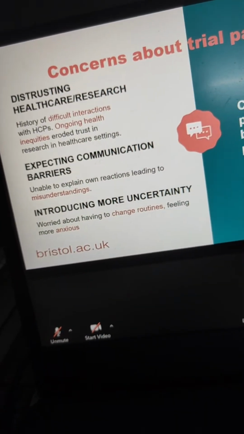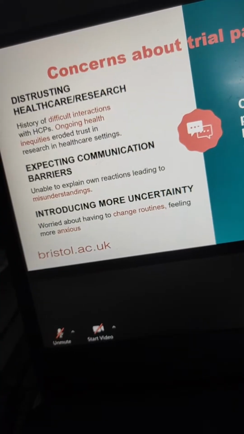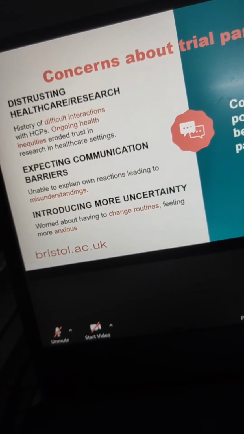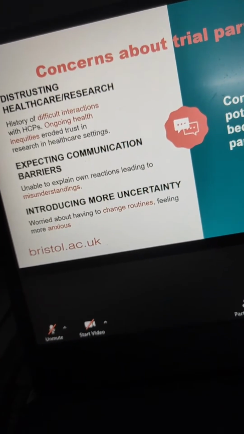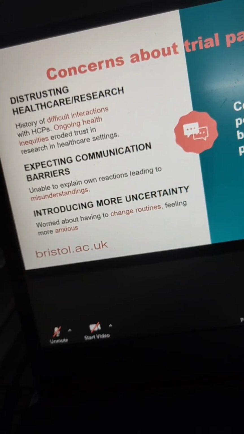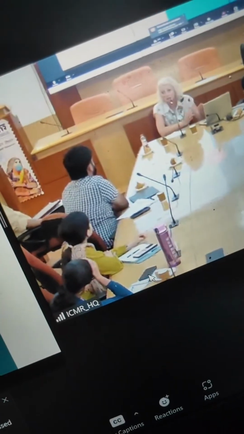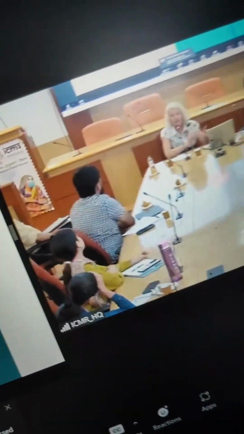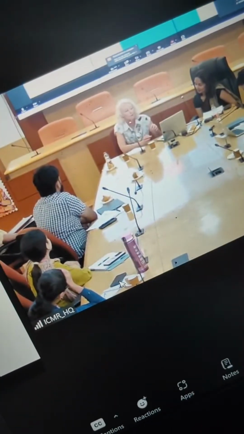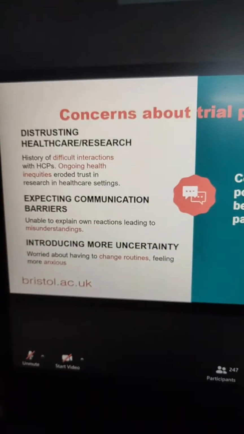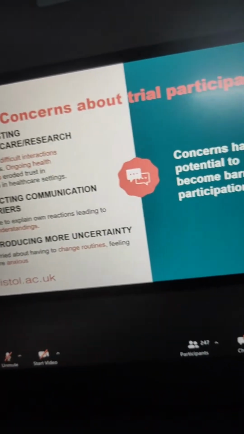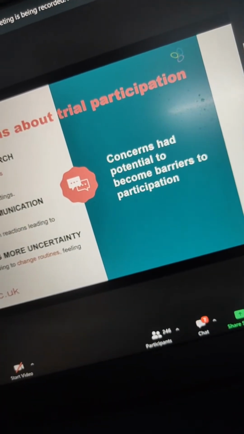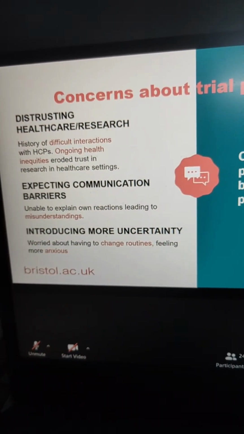They were also expecting some communication barriers. Were they going to be able to explain their reactions to medication? Were the healthcare professionals going to understand this? Was there going to be some misunderstanding? And they were also concerned about introducing more uncertainty. Taking a pill every day for, in this case, up to a year. That change in routine was going to cause some anxiety. So these concerns had the potential to become barriers to participation unless we did something about them.